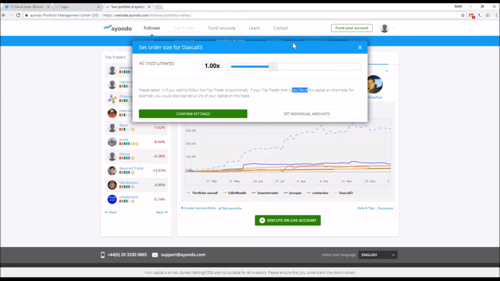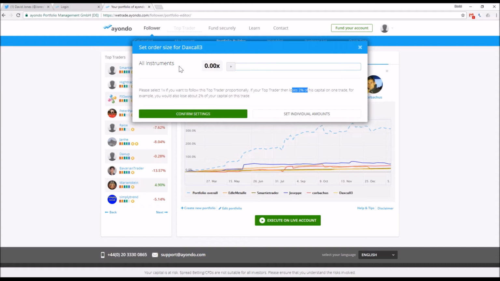And what I can do is, let's say I'm massively confident in this trader, I can bump the risk up. So I can bump it up to a level where if they're doing a trade where they're risking losing 2%, I can do the trade in this example here, what I've just done, I can bump it up to 3 times that level of risk on my account.